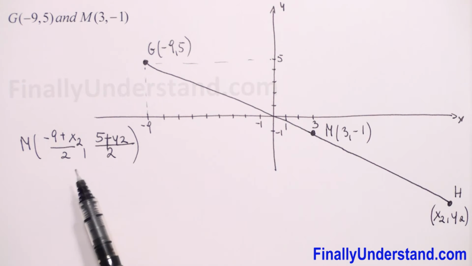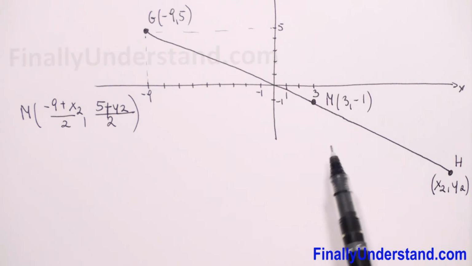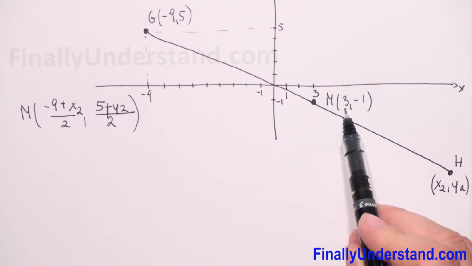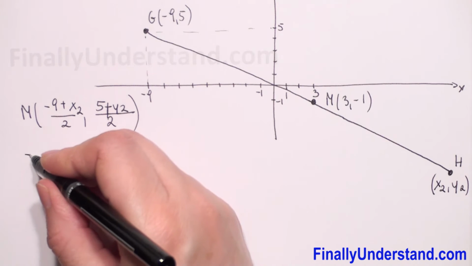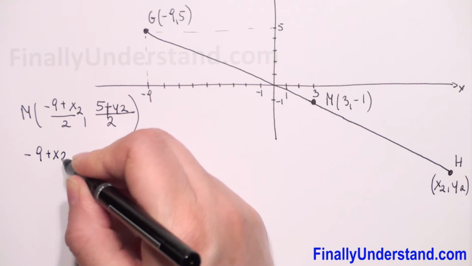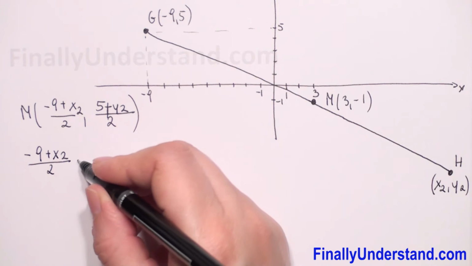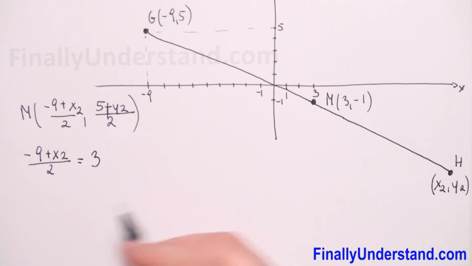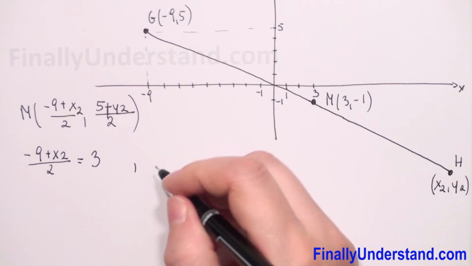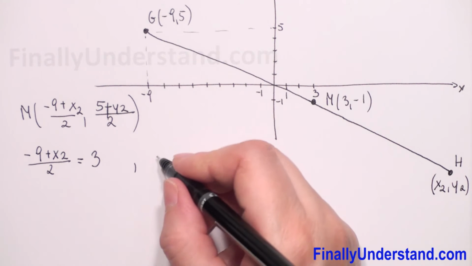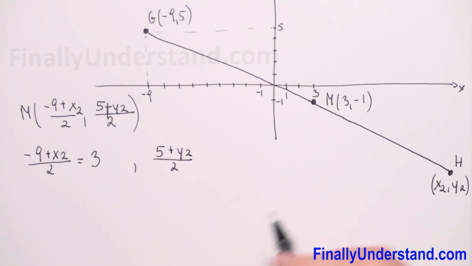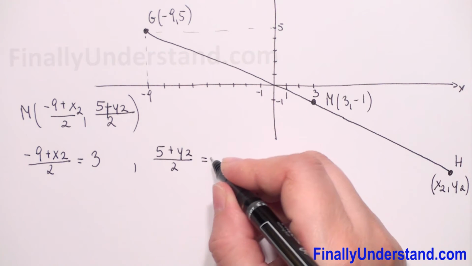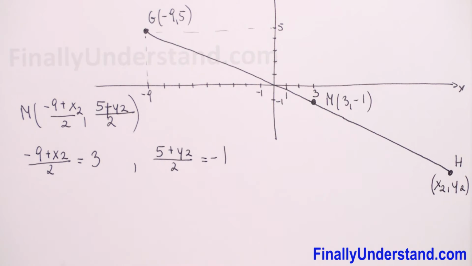So now we can write equations, because we know that the first coordinate of the midpoint is 3 and the second is -1. So we have the equation (-9 plus x2) over 2 is equal to 3. This is our first coordinate. And the second equation will be (5 plus y2) over 2 is equal to -1. Now we have to find x2 and y2.